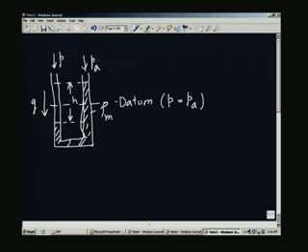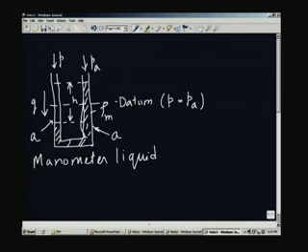When the pressure P is greater than Pa, the liquid will depress on the left side and will go up on the right side. So, if the area of cross section is A and this is also A, if we assume that the manometer liquid is incompressible, incompressible means the volume of the liquid does not change.